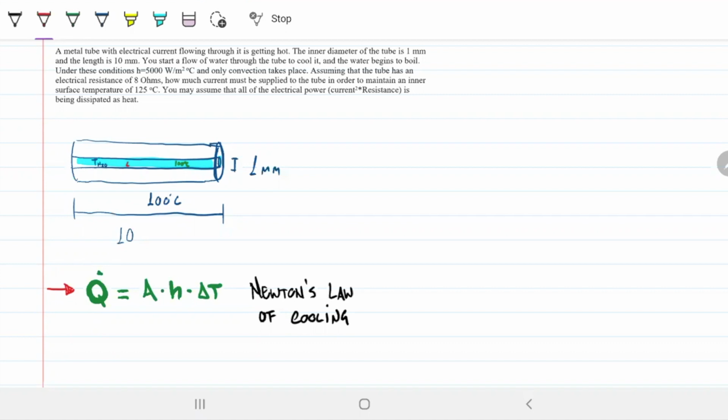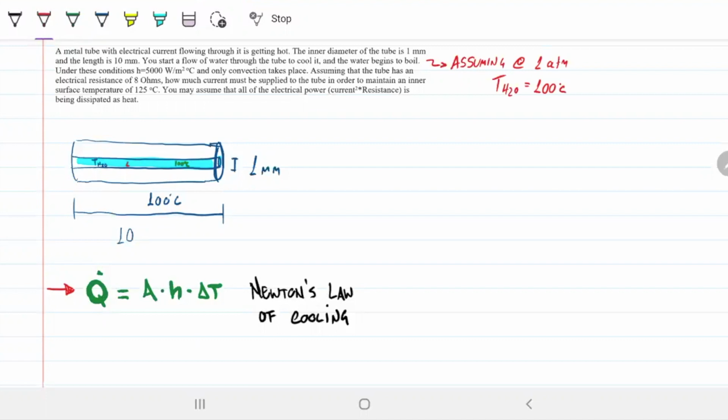So the water is boiling, and we're assuming this is at 1 atmosphere, right? At 1 atmosphere, we know the T of water is 100. Under these conditions, only convection takes place. So the condition is that our convective coefficient is 5,000 and only convection takes place. So we can ignore conduction.